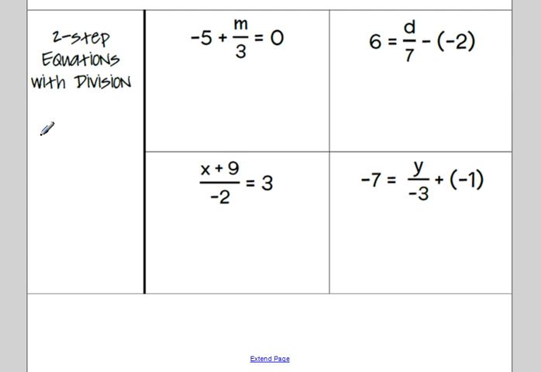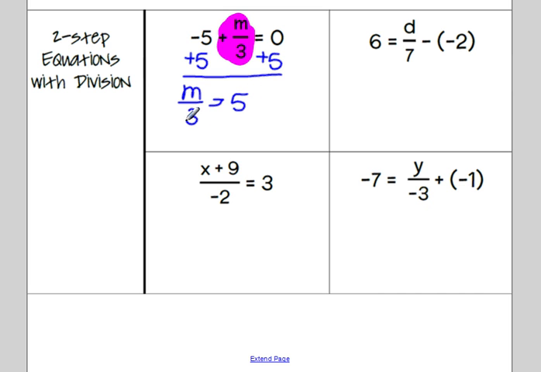So now we're going to be working on two-step equations with division. So we're going to see that there's some division taking place. I'm going to follow the same steps and highlight what I'm trying to isolate first. In this case, I'm trying to isolate this positive m divided by 3. The first thing that I need to undo is this -5 here. So in order to undo -5, I'm going to add 5 and add 5. So then I'm left with m divided by 3 is equal to 0 plus 5 is 5.